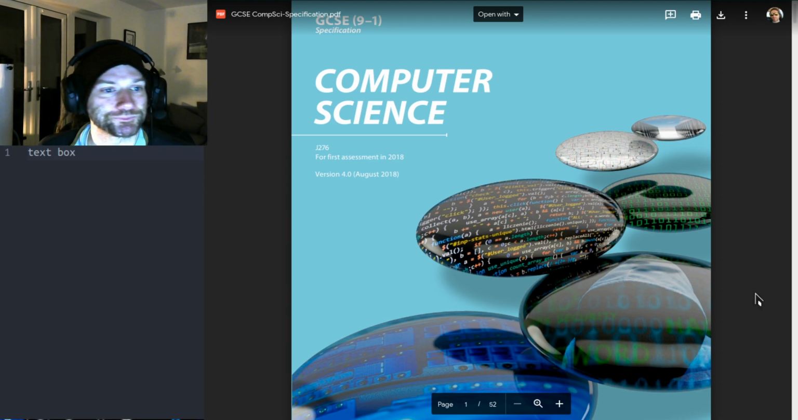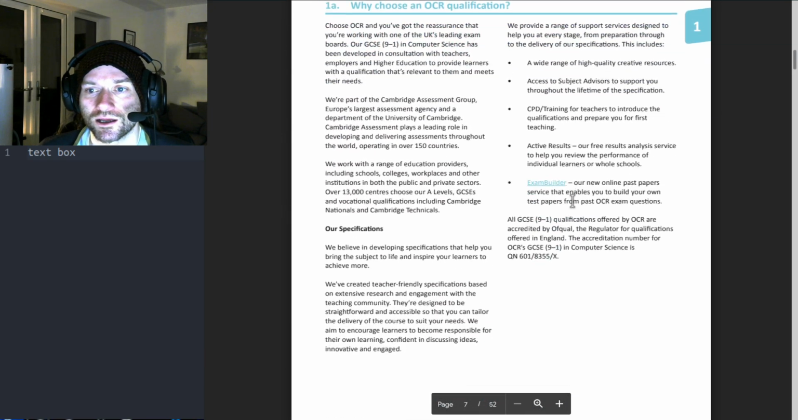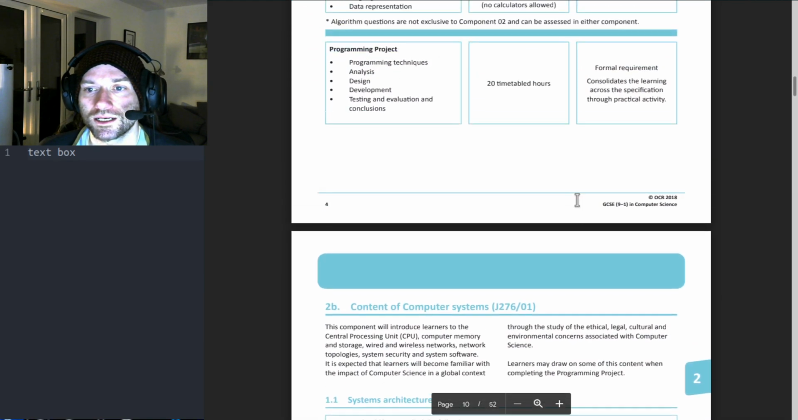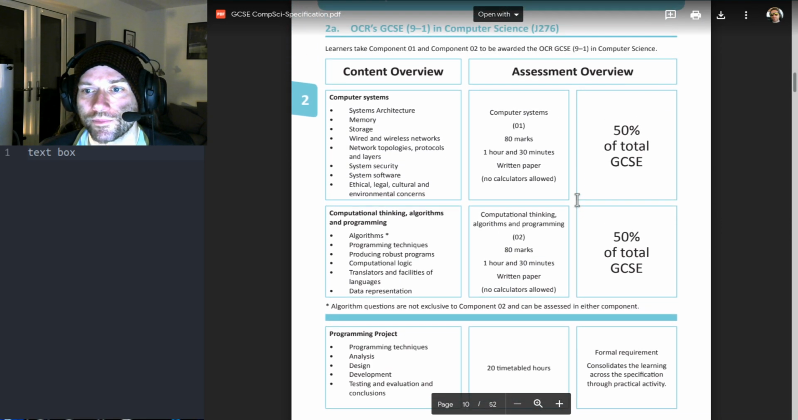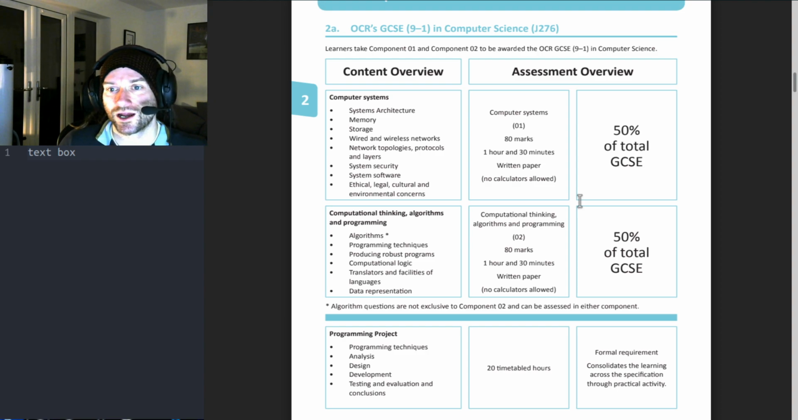Cool. Okay, so do you want to see the list of topics? This is obviously the OCR GCSE Computer Science spec. Here is a list of all of the topics from both sections, Component 1 and Component 2. We've got systems architecture, memory, storage, wired and wireless networks, network topologies, protocols and layers, system security, system software, ethical, legal, cultural and environmental concerns. We've got algorithms, programming techniques, producing robust programs, computational logic, translators and facilities of languages, and data representation.